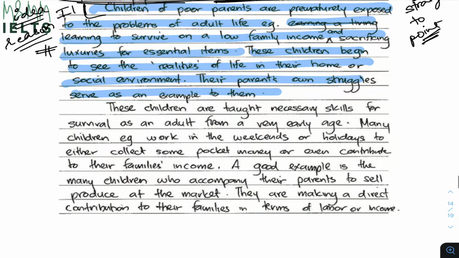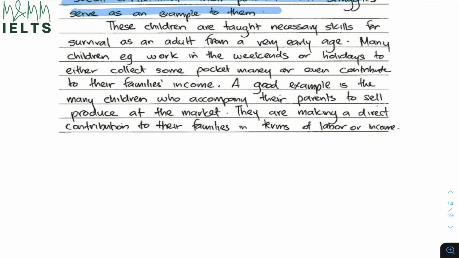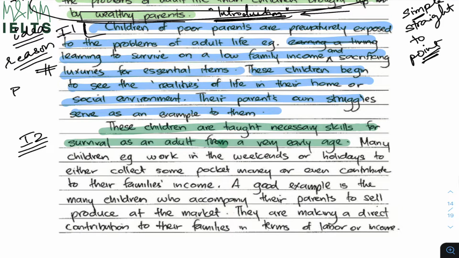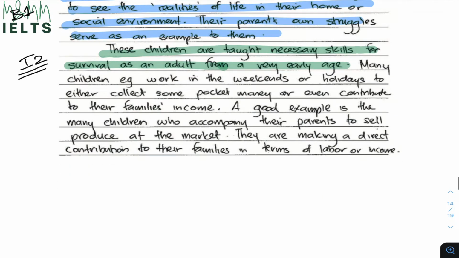Now let's move on to the next paragraph. Again, let's start. These children are taught necessary skills for survival as an adult from a very early age. Again, an idea. So this is my idea 2 for my body 2. Okay, I can call this paragraph as body 1. I can call this paragraph as body 2. So idea 2. Now, after the idea, what has the student done?